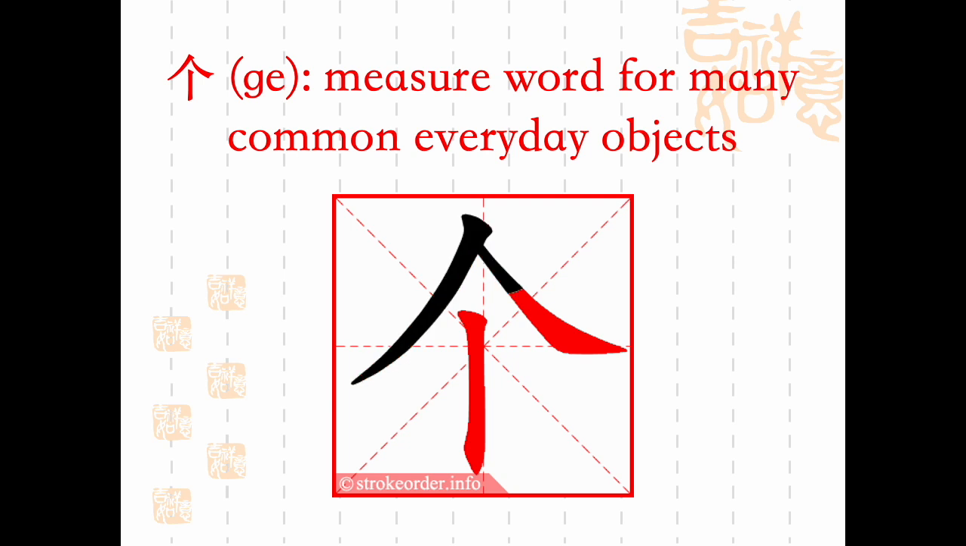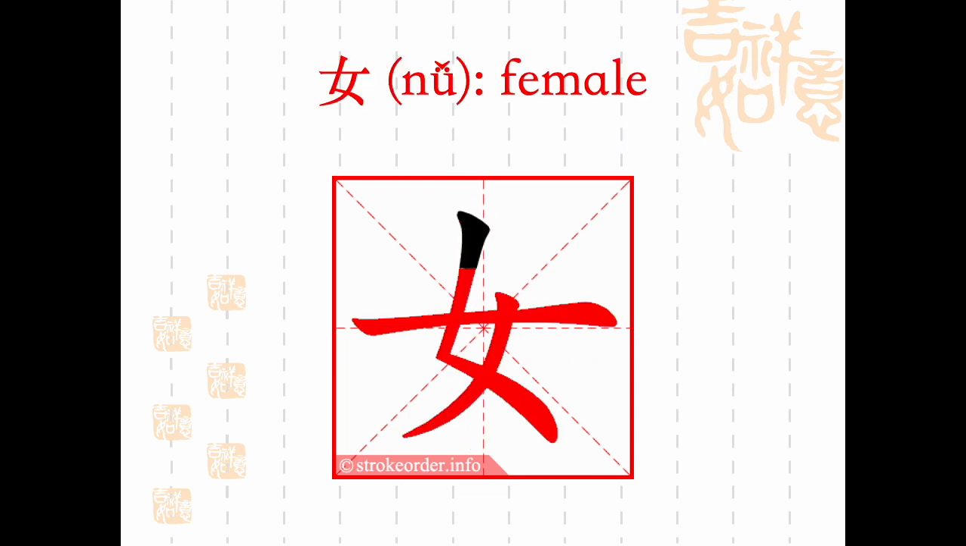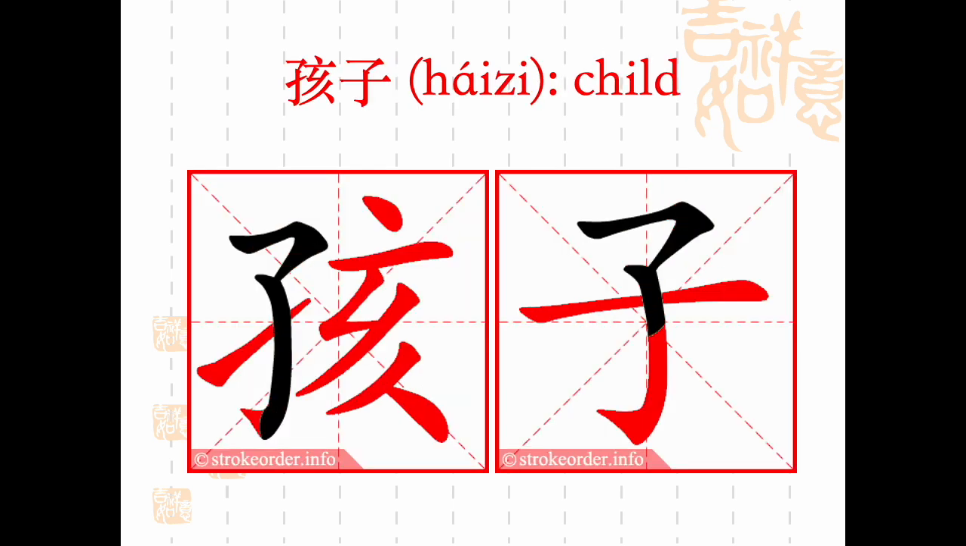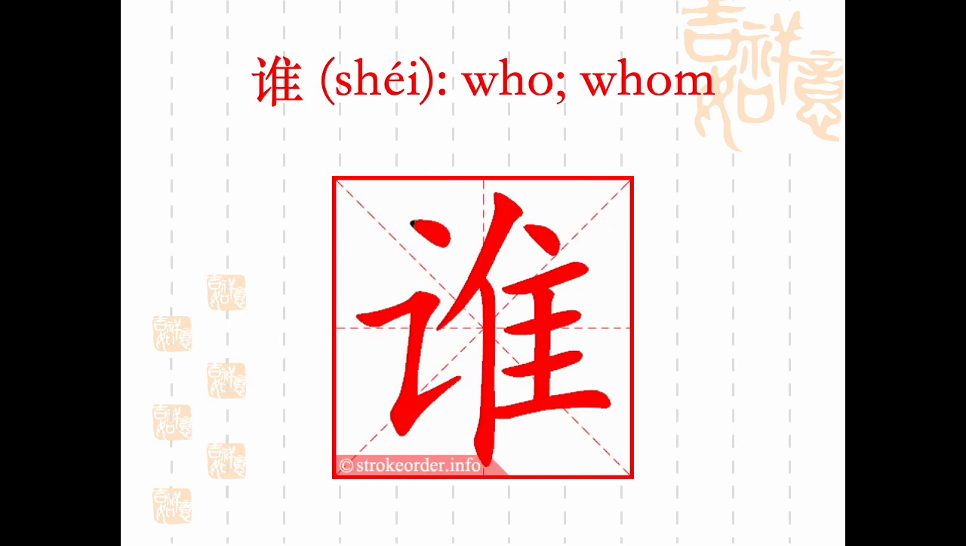个, which is a measure word for many common everyday objects. As I mentioned earlier, you can think of it as the default measure word. 女, meaning female. 孩子, meaning child. 谁, meaning who or whom.